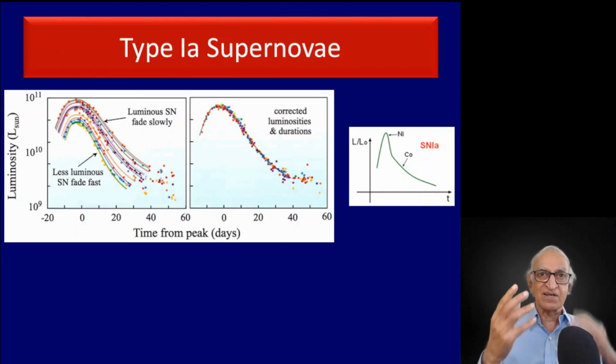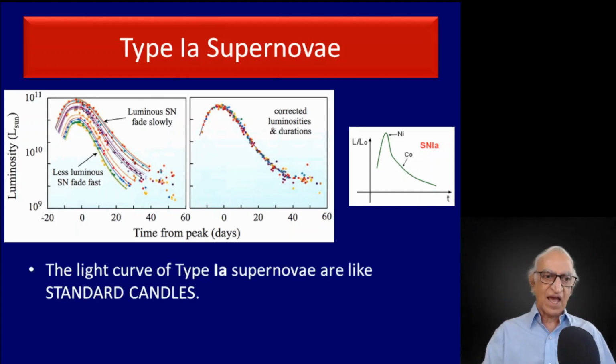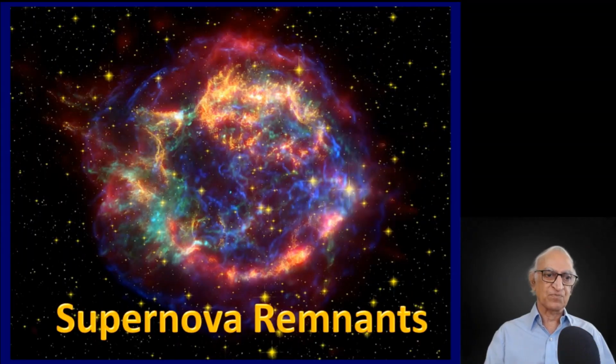Observations of hundreds and hundreds of type 1a supernovae tell us that if you correct for various external effects, the luminosity at their maximum is like a standard candle. And therefore, it has an immense importance in cosmology, as we shall see. It is using these standard candles that astronomers discovered that our universe is accelerating. We'll come to the story a little later.